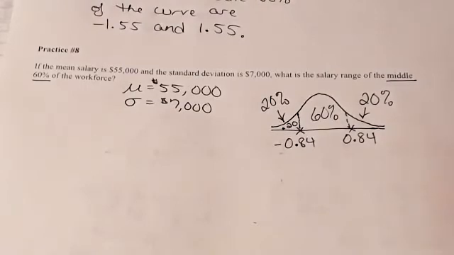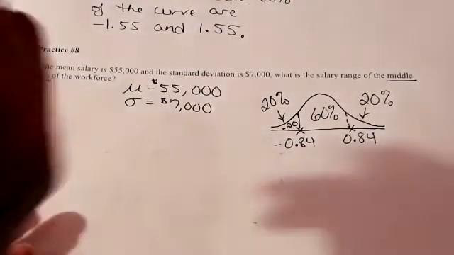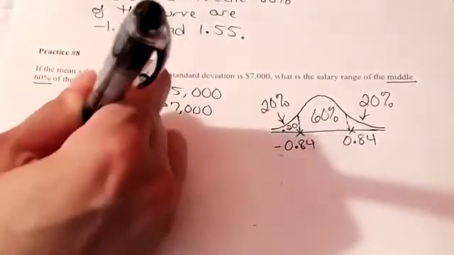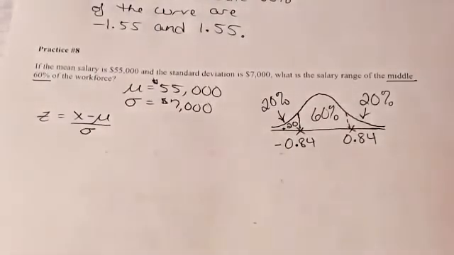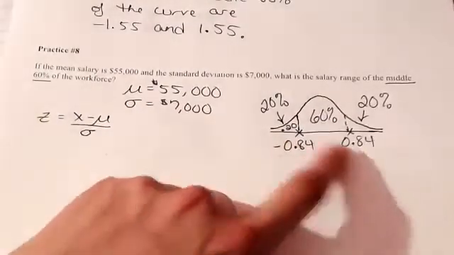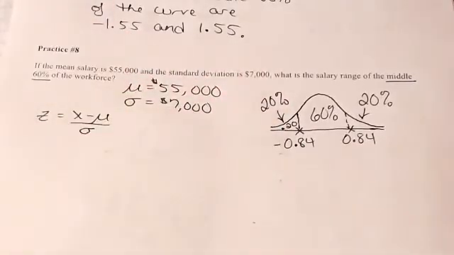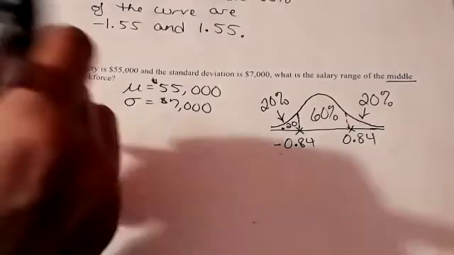We want to know, what is the salary range at these values? So what you're going to do is find the raw data value for each of these z-scores. Recall the formula is z equals x minus mu over sigma. We know two different z-scores. We know the mu, we know the sigma. We're going to plug in our values into two equations and solve each one.